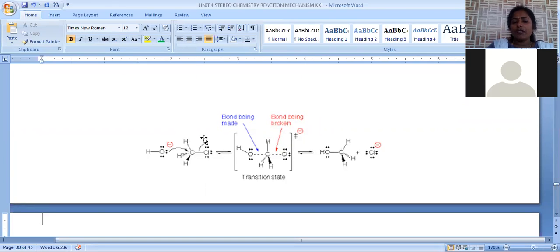Initially, the nucleophile is present at the front side of the carbon. After the formation of the product, the nucleophile is present at the back side of the product. This is called Walden inversion because an inverted product is present. So if the initial configuration is R, the final product configuration will be S. The S configured product is generated here.